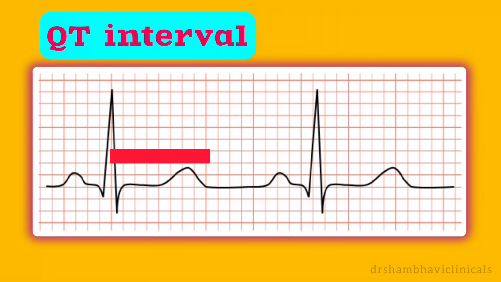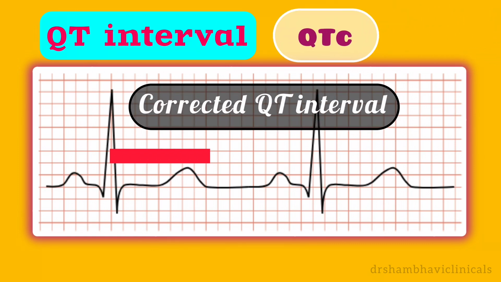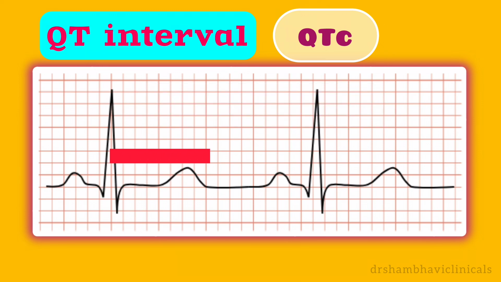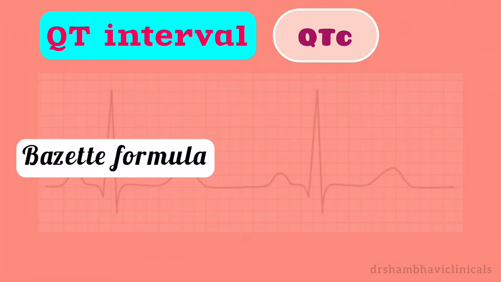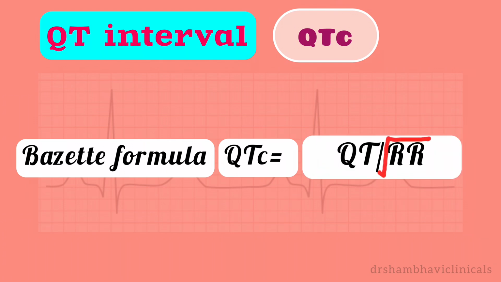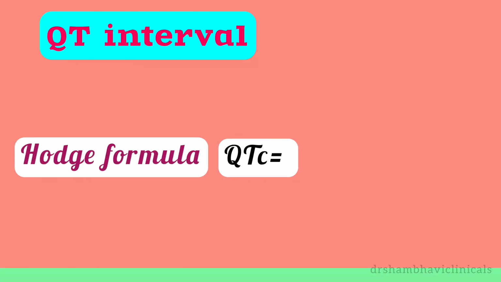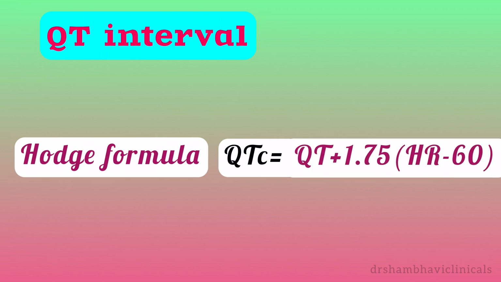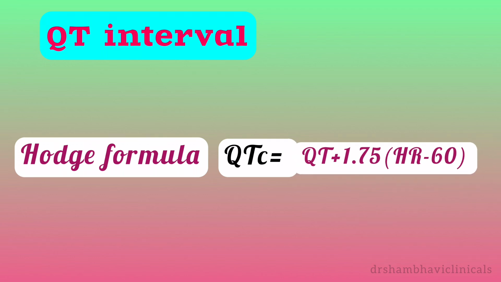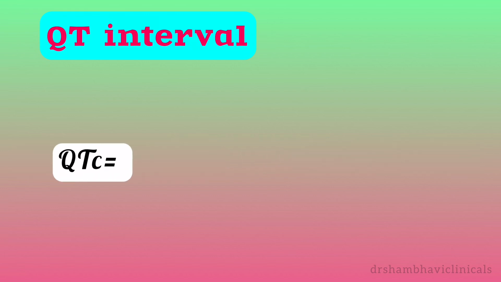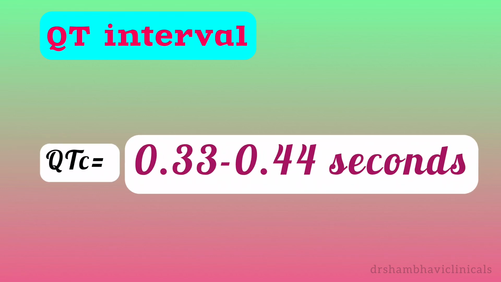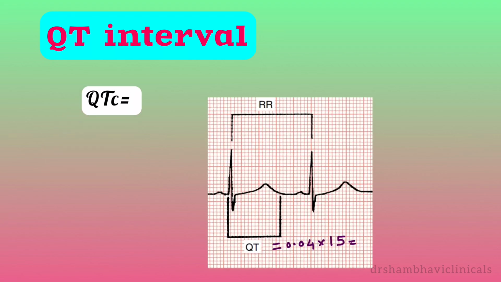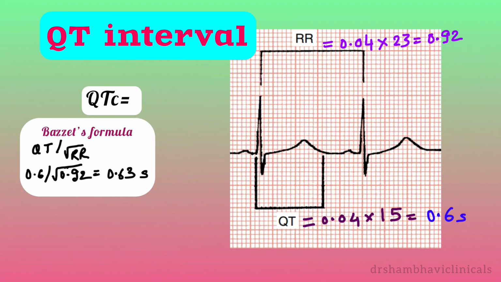Now, to overcome this issue, people have come up with certain formulas to calculate the corrected QT interval, which is called QTc. Two of the commonly used formulas are Bazett's formula, where the corrected QT, that is QTc, is equal to QT duration divided by the square root of RR interval. The second one is the Hodges formula, where QTc is equal to QT plus 1.75 times the heart rate minus 60. Normally, QTc is between 0.33 seconds to 0.44 seconds. I won't discuss its prolongation over here, but it will be discussed in a later video.